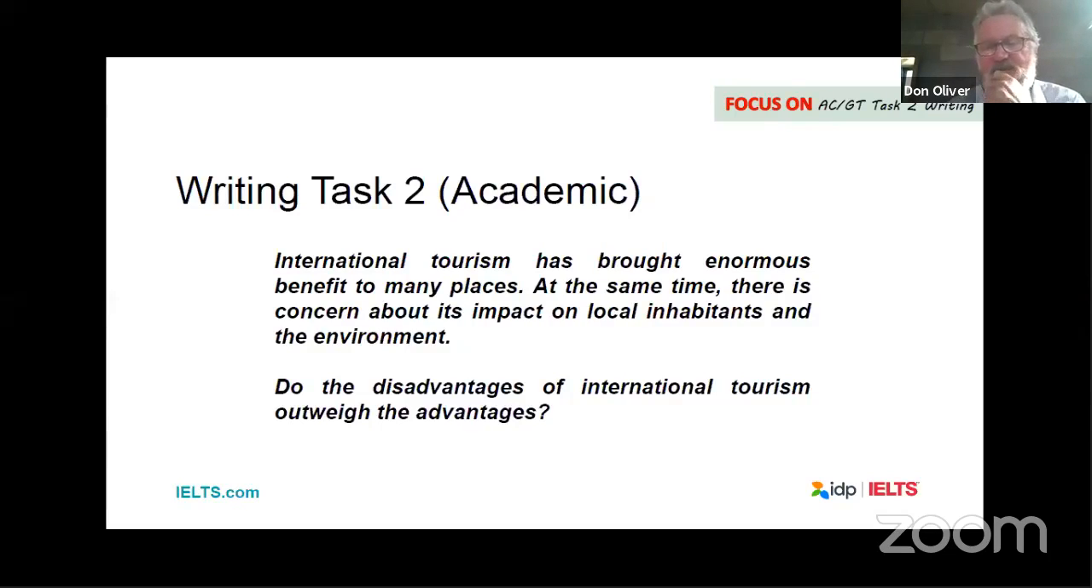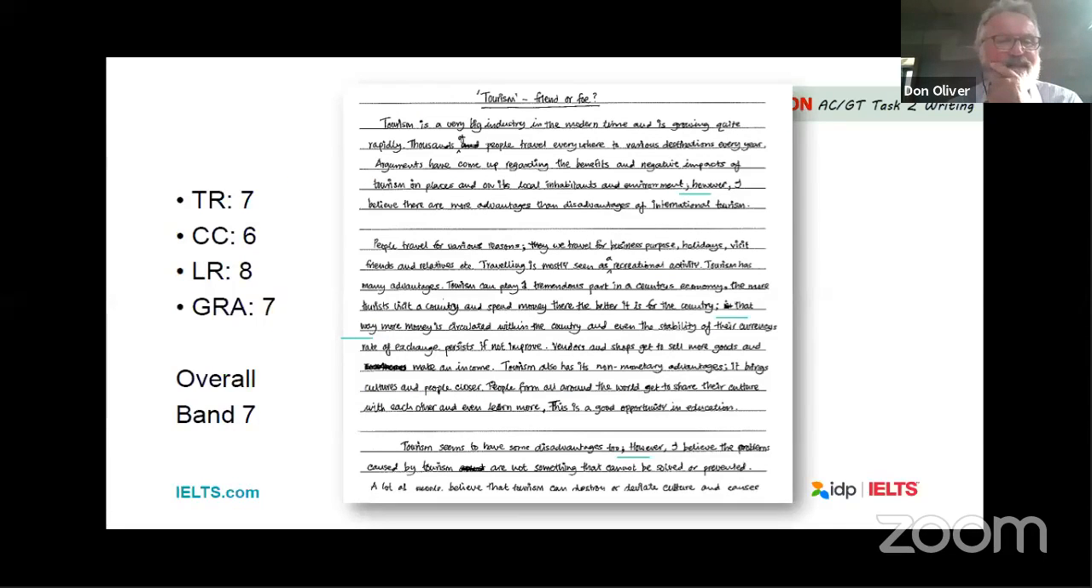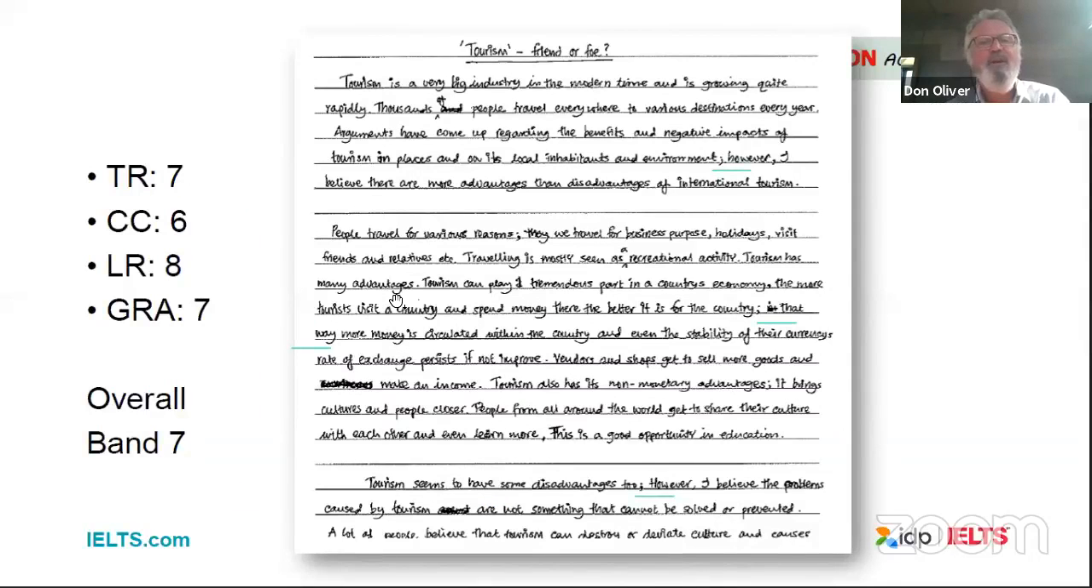Now, what we're going to do is look at someone who has addressed this task. And you'll see here that this person has scored an interesting variety of scores. For the task response, they get a 7. That means they have addressed all parts of the task. They've talked about the effect on the local inhabitants, and the effect on the environment.